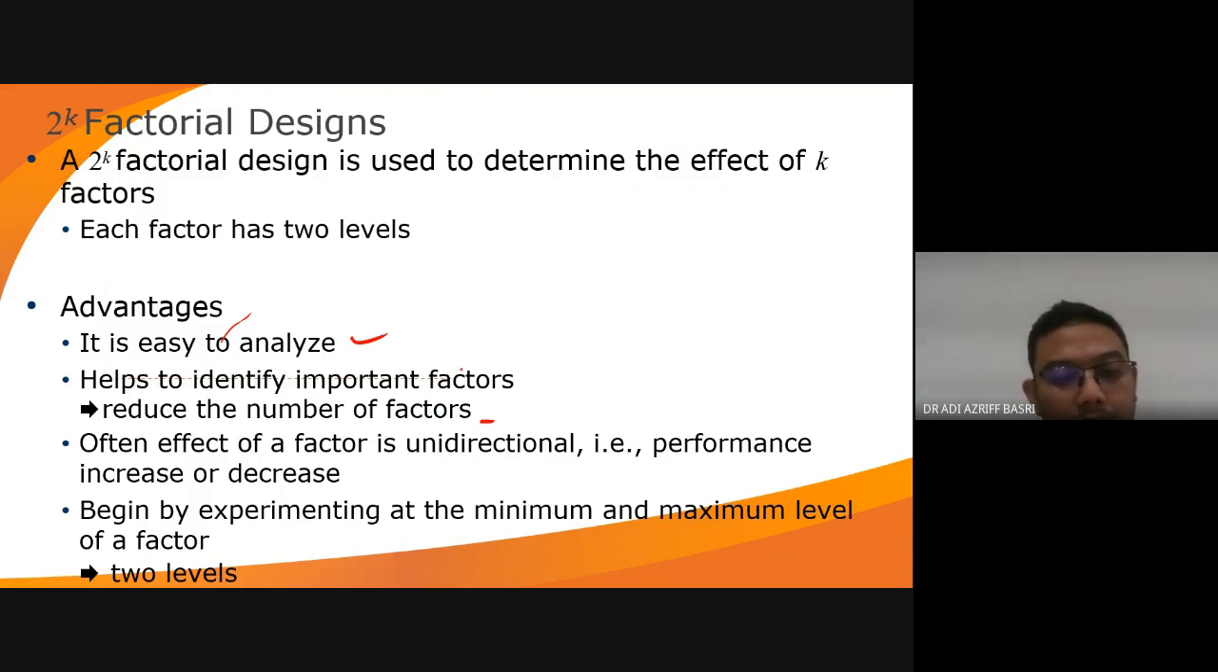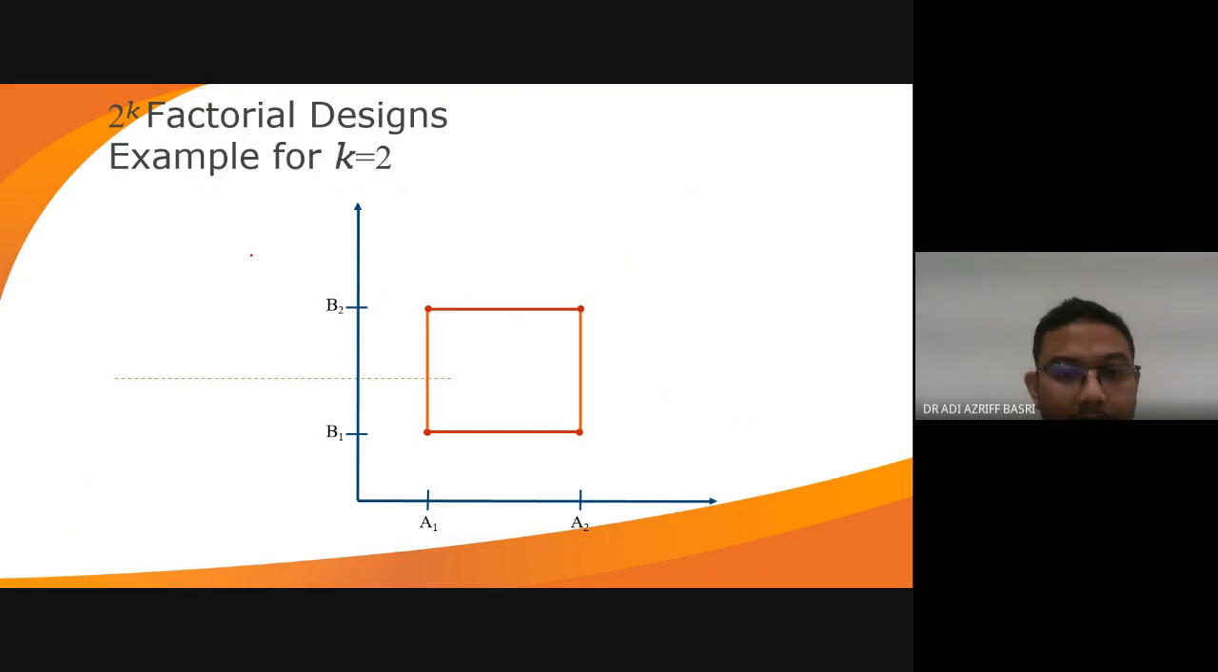For example, performance increases or decreases, and you begin by experimenting at the minimum and maximum levels of the factors for the 2 levels. Okay, this is an example of 2^k factorial. So you have 2^k, you have 2 factors with 2 levels. For example, a1, a2 are the 2 levels of A and b1 and b2 are the 2 levels of B.